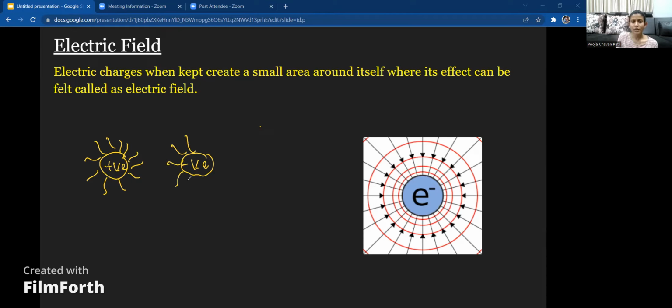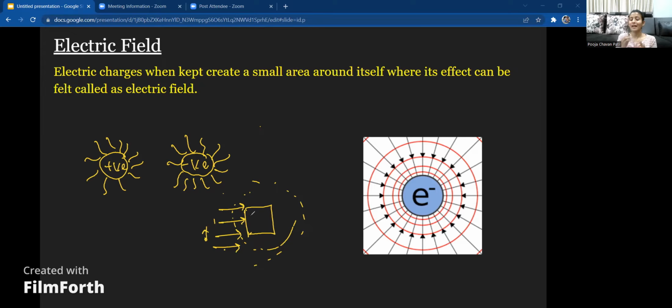So negative charged particles also create that influence surrounding them, and even positively charged particles create that sphere of influence, and that is nothing but the electric field. Now it is saying that where its effect can be felt, which means that suppose we have a magnet here, and obviously this magnet is going to create a small area surrounding itself wherein its effect can be felt, right? So suppose we keep an iron nail here, what it does is it gets attracted towards this magnet, correct?